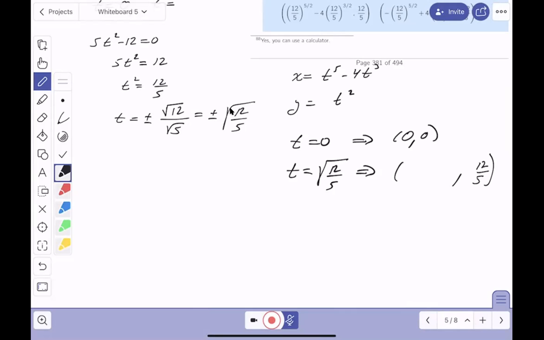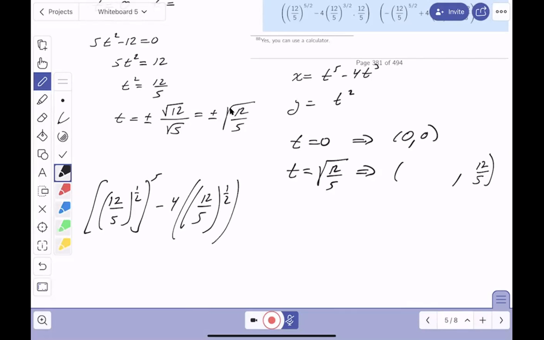And what do you get over here? Well, this is more complicated. I got to put this down. So what are you going to get over here? You're going to get 12 fifths to the 1/2 power raised to the 5th power minus 4, 12 fifths to the 1/2 power raised to the 3. And what would that give me? I'll write it down for you: 12 fifths to the 5/2 minus 4 times 12 fifths to the 3/2.